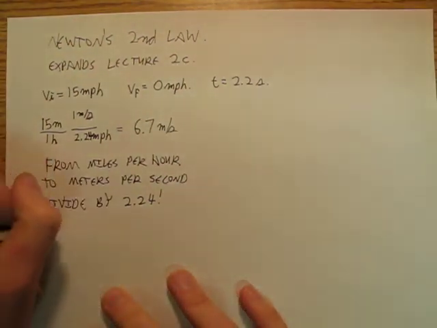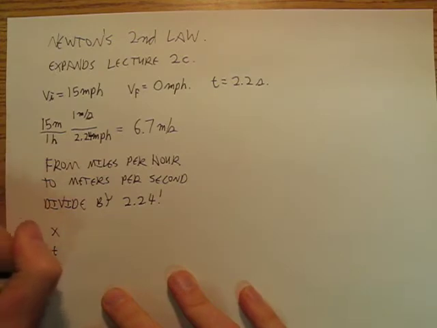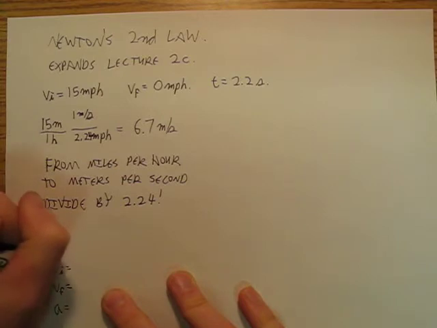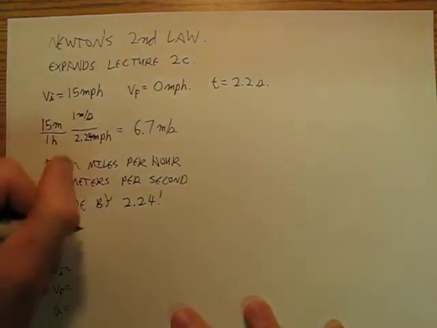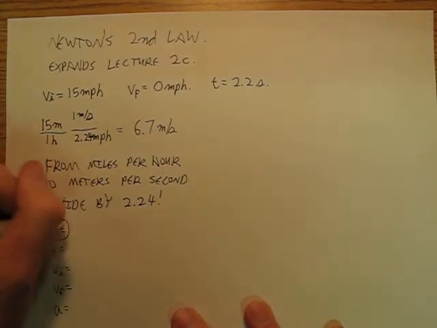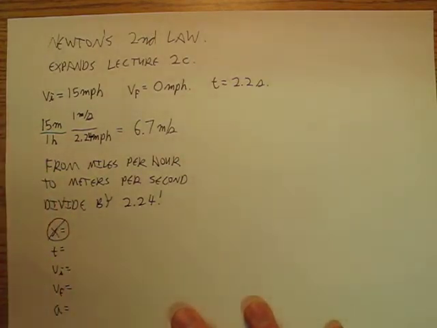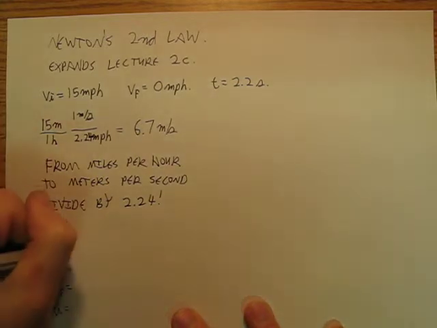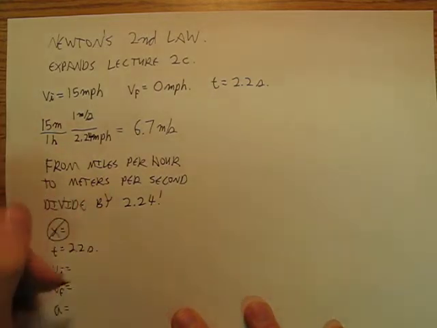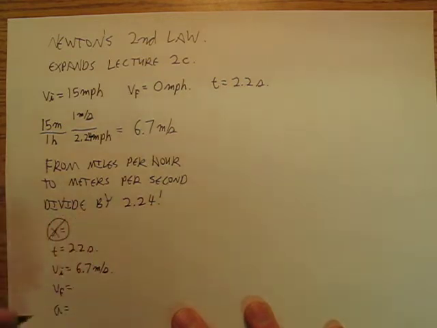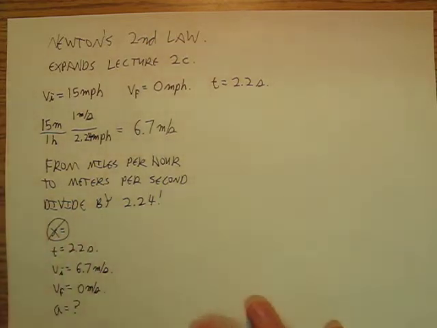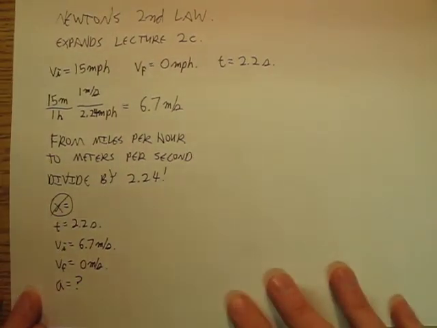And then I do x, t, VI, VF, A, just like chapter 2. My distance I don't care about, so we're going to look for the equation that does not have distance. My time was 2.2 seconds. My VI was 6.7 meters per second. My VF was 0 meters per second. And this acceleration is what we're solving for.